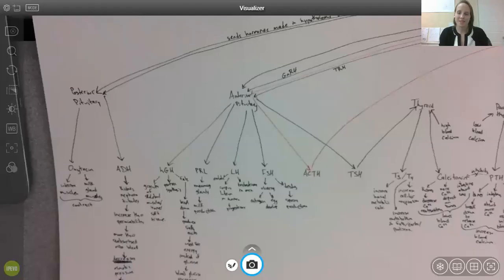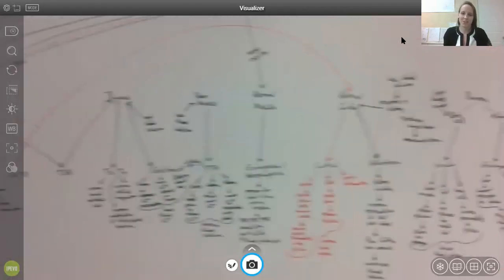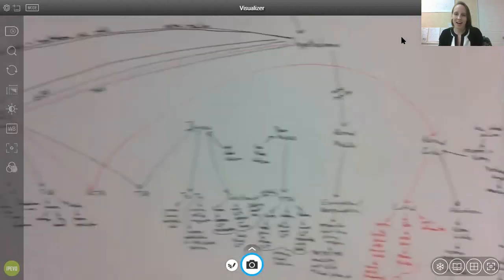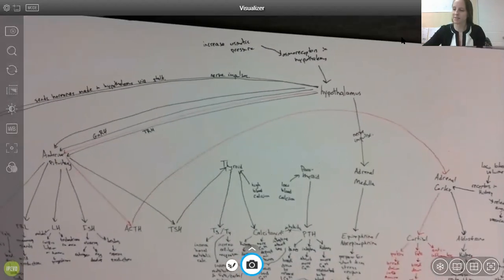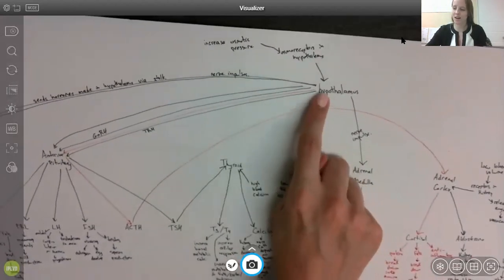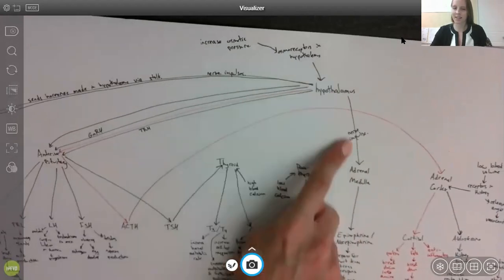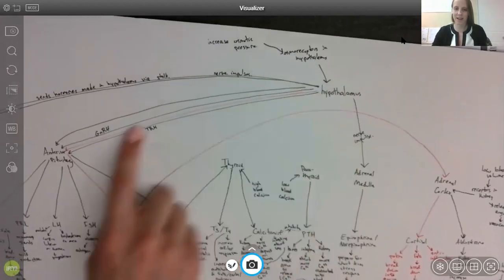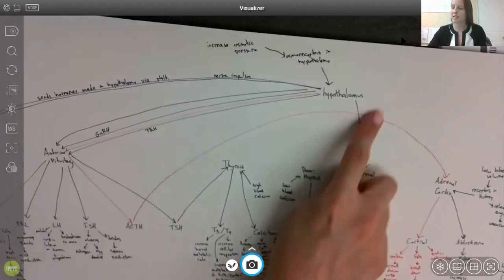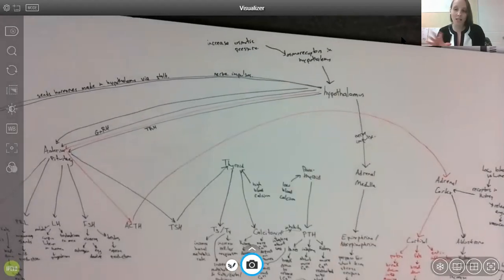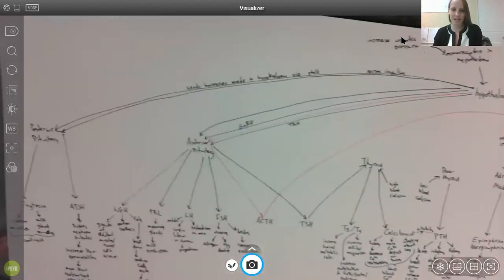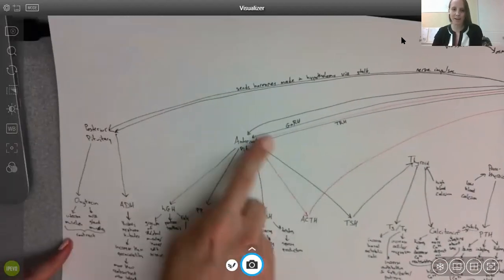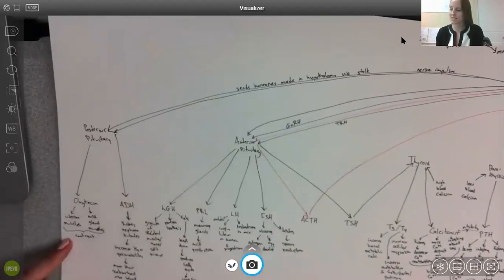Okay, let me switch over to my document cam now. So this is part of that giant flow chart. At the very top of the flow chart here, you can see I have the hypothalamus, and a lot of the arrows here start at the hypothalamus and then go elsewhere, because the hypothalamus is in charge of a lot of the endocrine system. But anyway, today we're focusing on just the pituitary portion of this.